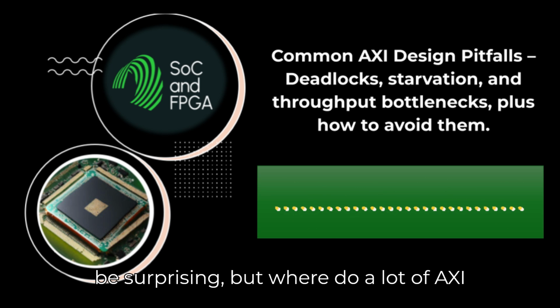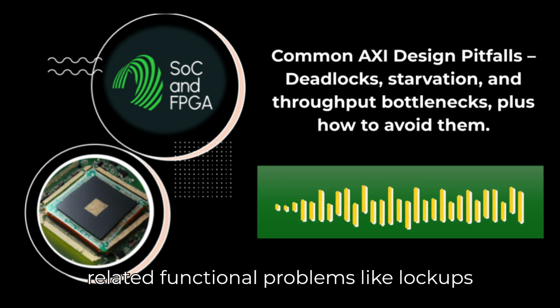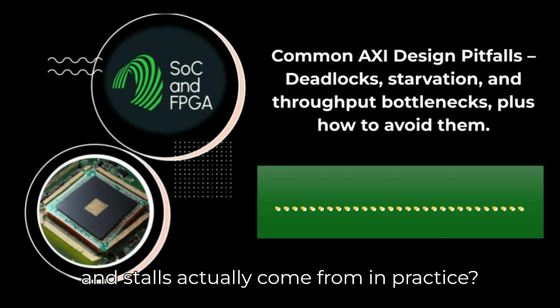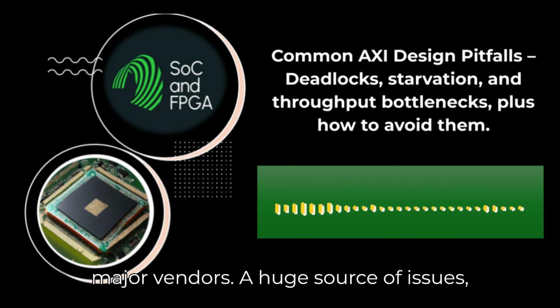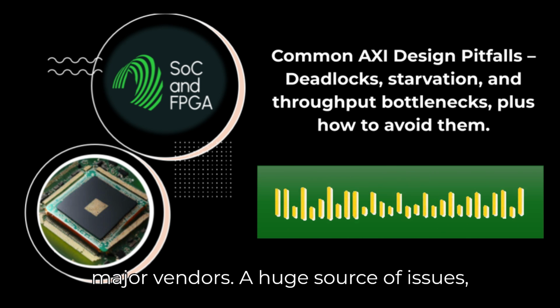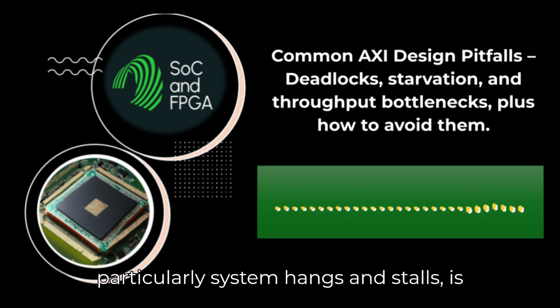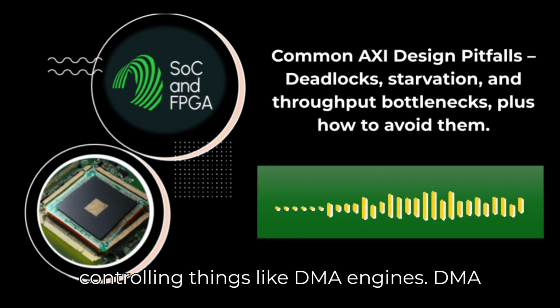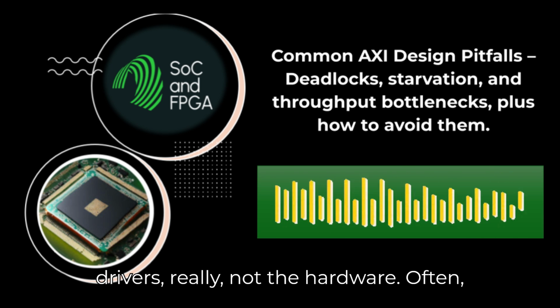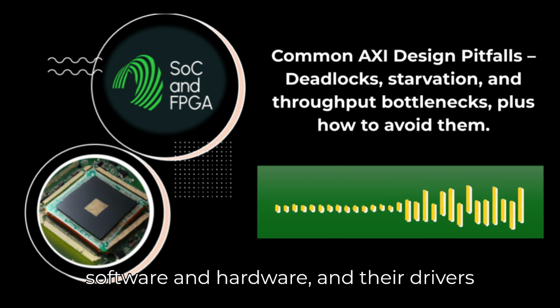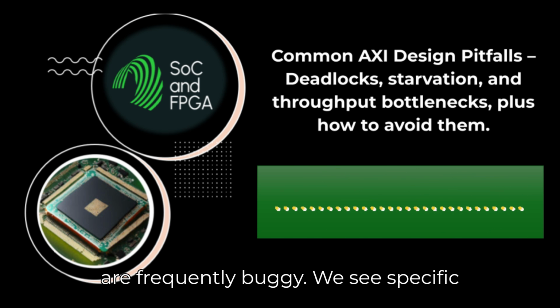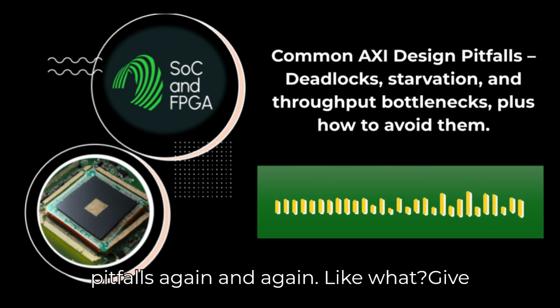This might be surprising, but where do a lot of AXI-related functional problems like lockups and stalls actually come from in practice? You know, it's often not the AXI interconnect IP itself, especially from major vendors. A huge source of issues, particularly system hangs and stalls, is actually in the software drivers controlling things like DMA engines. The DMA drivers, really? Right. Not the hardware. Often, yes. DMAs are complex beasts that bridge software and hardware, and their drivers are frequently buggy. We see specific pitfalls again and again. Like what? Give us some examples.